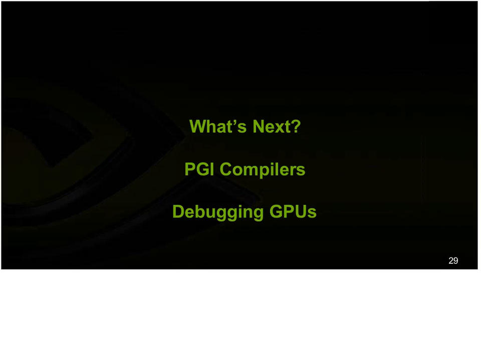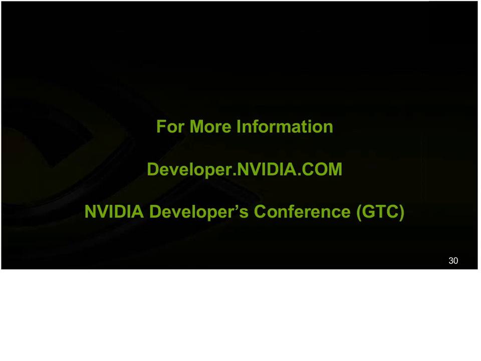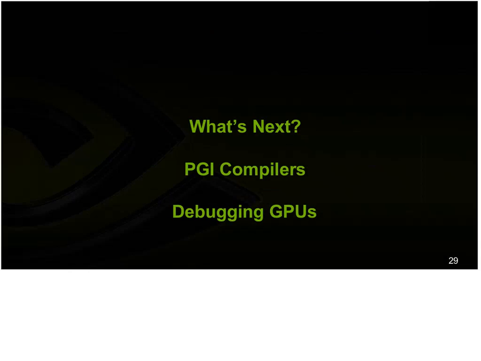So, what's coming next from us in this series? The next one is a discussion about these accelerator compilers from PGI, who are also our collaborating partner for developing CUDA Fortran. So this is for those of you that want to program in Fortran on a GPU.